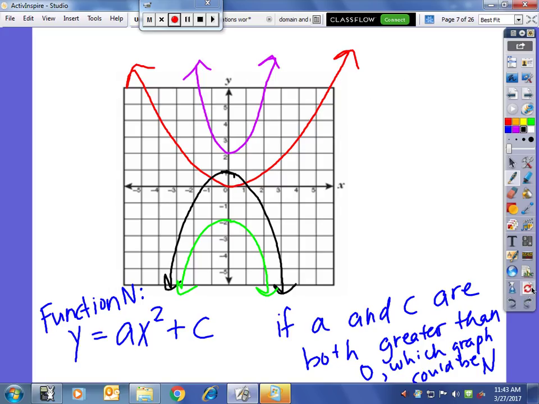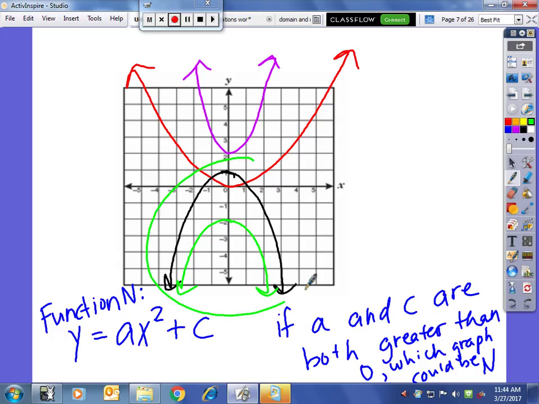All right, how about the black one? Y is less than or equal to 1. And how about the green one? What's the range of the green one? Y is less than or equal to negative 2, because all of the other y values are below that vertex of negative 2. They also do a question like this.